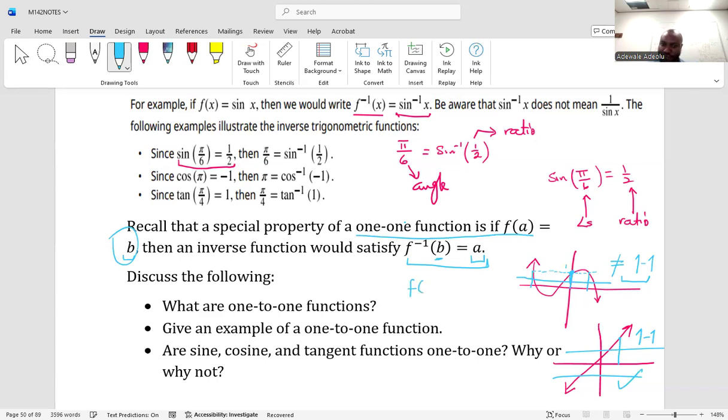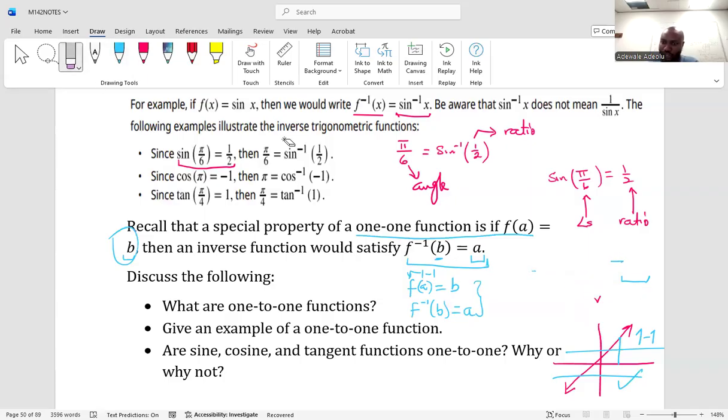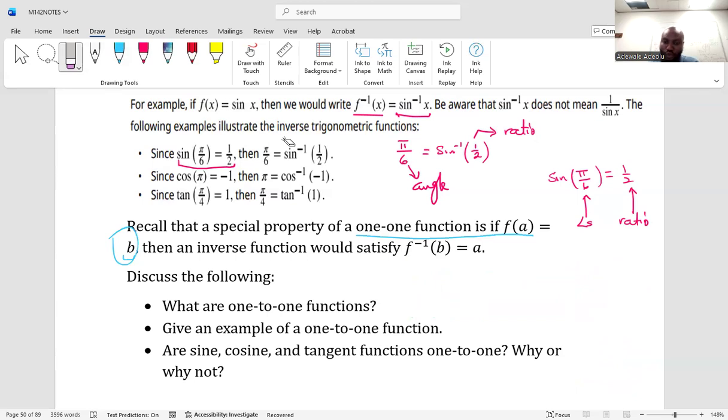Does that make sense? You have f of a equals b. So if this function is one-to-one, then you can have that the inverse of b is a. You can move back and forth like that if it is a one-to-one function, because the output is having just one input. So you can move back and forth like that, and it will still be a function. That is, the inverse will still be a function.